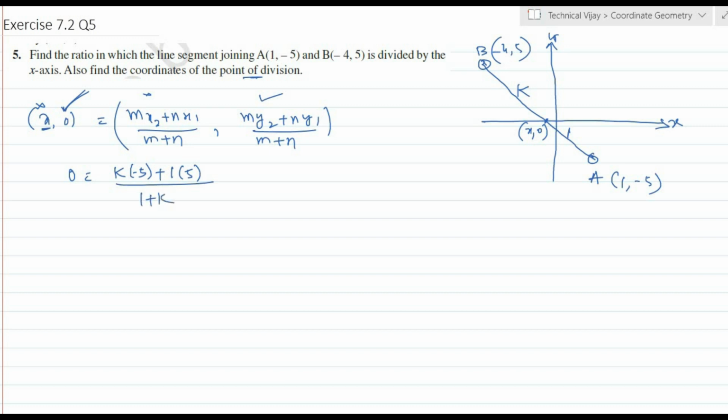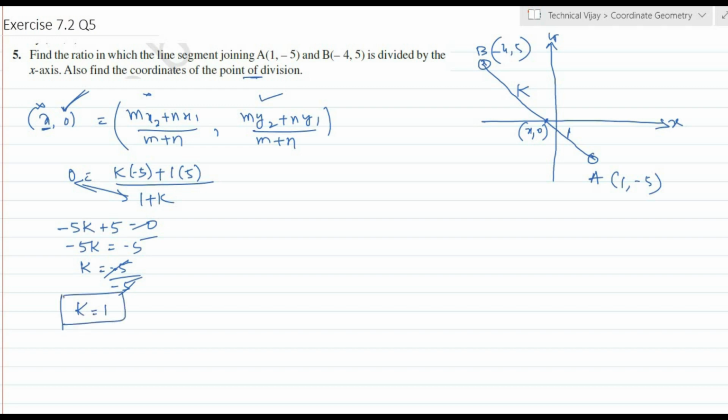Okay, so here we will cross multiply this one. So -5k + 5 is equal to 0. So -5k equal to -5. So k is equal to -5 divided by -5. Okay, so k is equal to 1. So we got the k value.